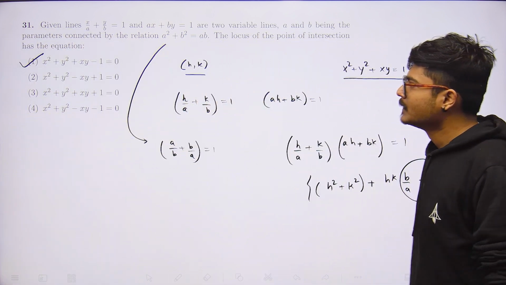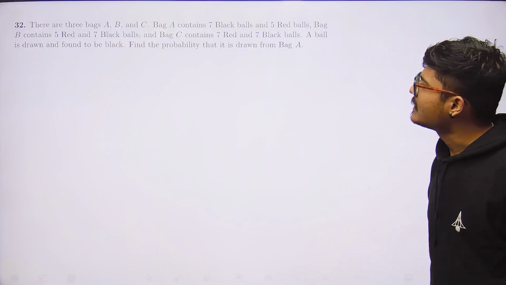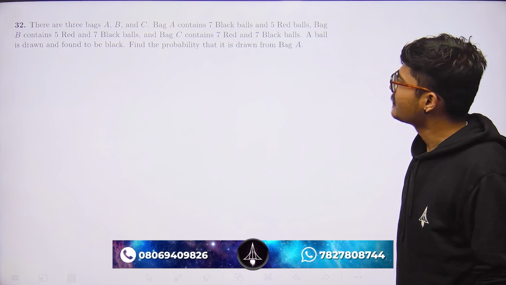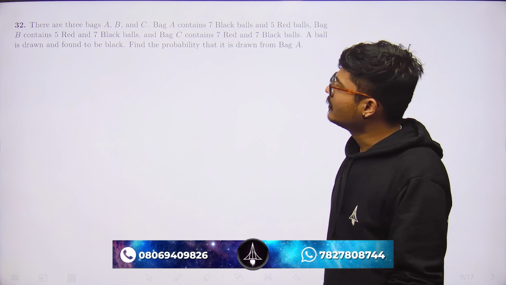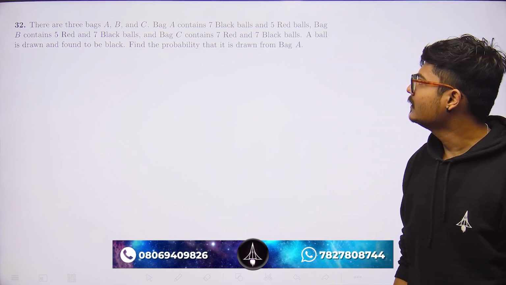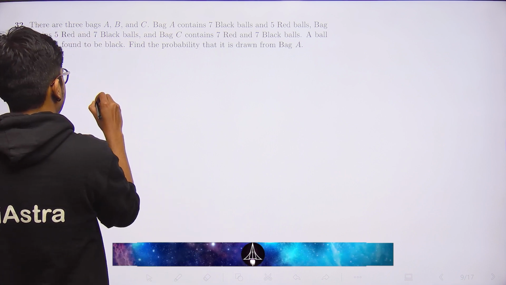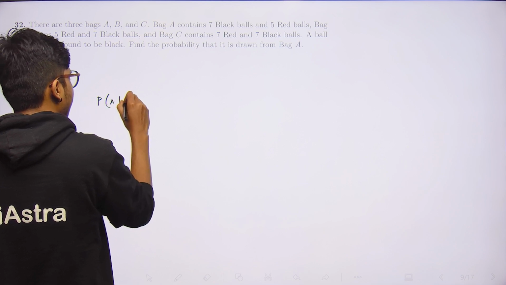Okay, cool. Okay, coming to the next question. There are 3 bags A, B and C. Bag A contains 7 black balls, 5 red balls. B contains 5 red and 7 black, so basically the same. And C contains 7 red and 7 black. A ball is drawn and found to be black, then find the probability it's from the first bag, so bag A. So क्या है? Simple application of Bayes theorem, right? So you have to find the probability that it's from A given that it's black, right?